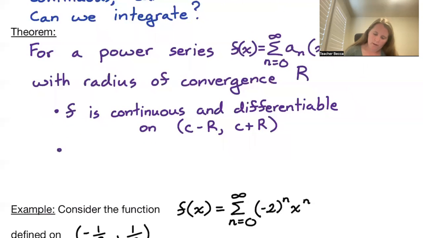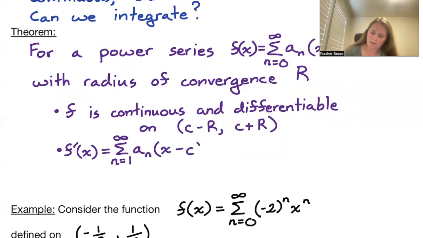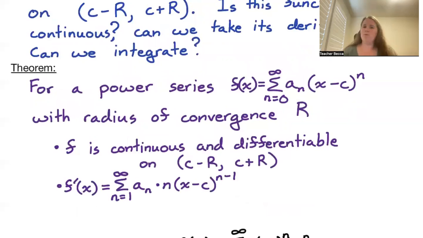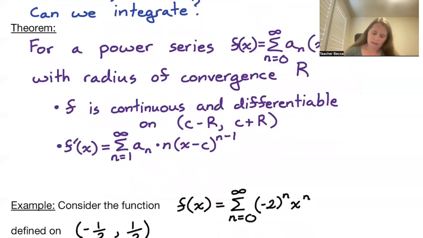f prime of x is the sum from n equals 1 to infinity of a sub n times n times x minus c to the n minus 1. So we just take the derivative one term at a time, right? We would have the power rule, and the chain rule would just give us a times 1. And this has radius of convergence r, as does the integral.